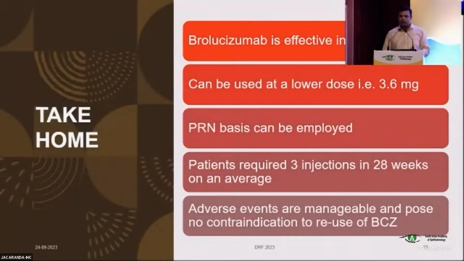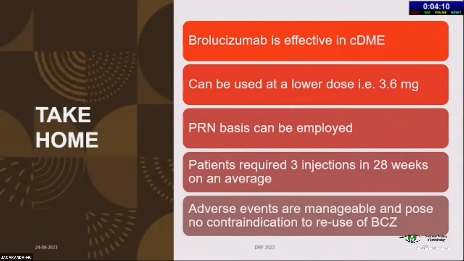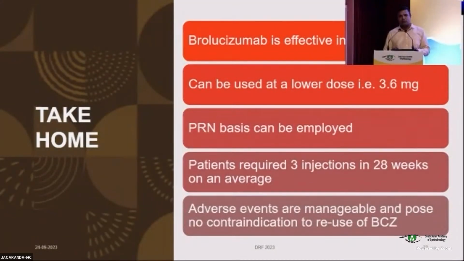So our take-home message is that brolucizumab is effective in diabetic macular edema. It can be used at a lower dosage. Why we talk about 3.6 milligram and not 3 milligram is because once you load this 6 milligram dosage in 0.05 ml, it is very easy to chalk it out at 0.03 ml because there is a clear marker there. You cannot come to 3 milligram between 0.02 and 0.03. That will be more of an assumption.